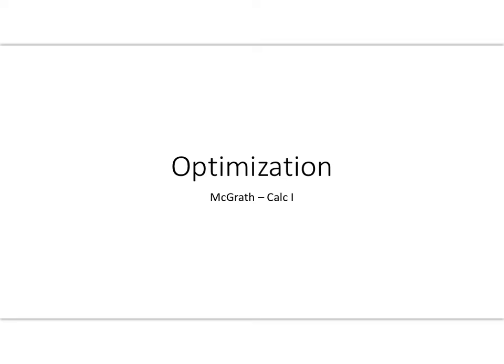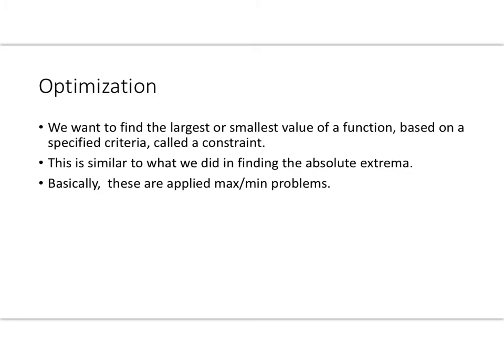In this video, we're going to take a look at some optimization problems. In an optimization problem, we're looking to find the largest or smallest value for a function or a criteria that we're looking at for a situation or a scenario based on some specified criteria called a constraint.